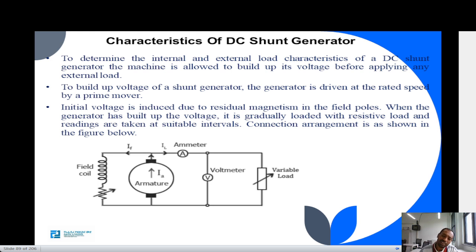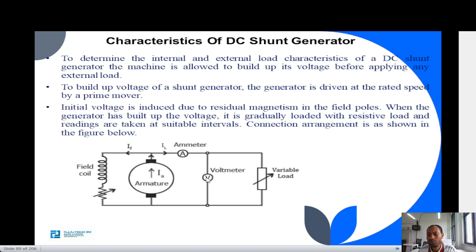Once the generator builds its necessary voltage and comes to the rated speed without load, we start connecting the resistor. Gradually, we have to load the generator like what you have seen here. This is a shunt generator. The generator is already running at a rated speed and already producing the internal voltage. We gradually load the variable resistor and take the readings.